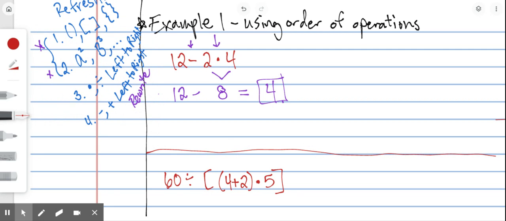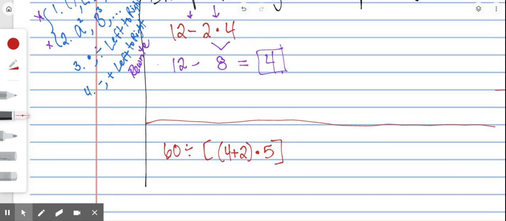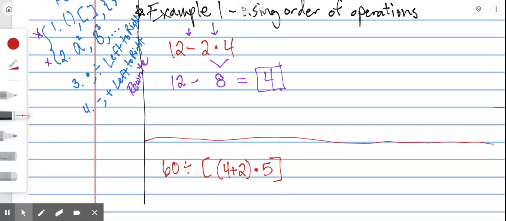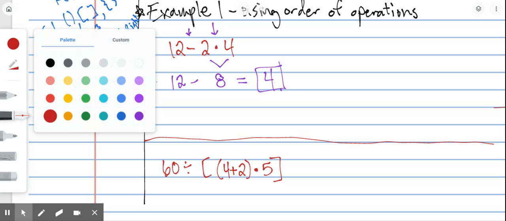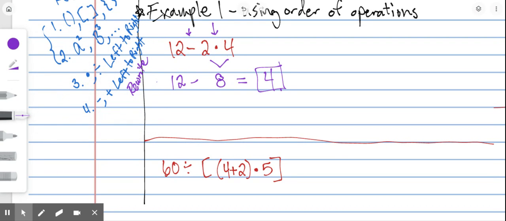Our next part of example 1 is a little more complicated than the first one. You'll notice it's more complicated because it's got a bunch of grouping symbols. Okay, so we're going to do exactly the same thing that we did last time. We're going to start with number 1. Are there any grouping symbols? Yeah, absolutely. Not only do I have brackets here, but I have parentheses also. Now when I have grouping symbols inside of other grouping symbols, it's called nested.